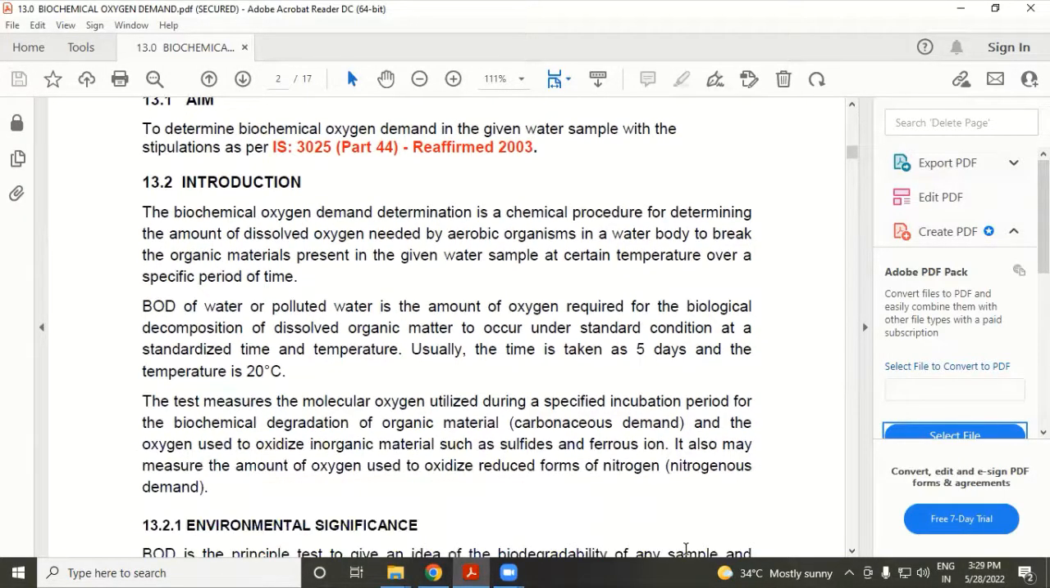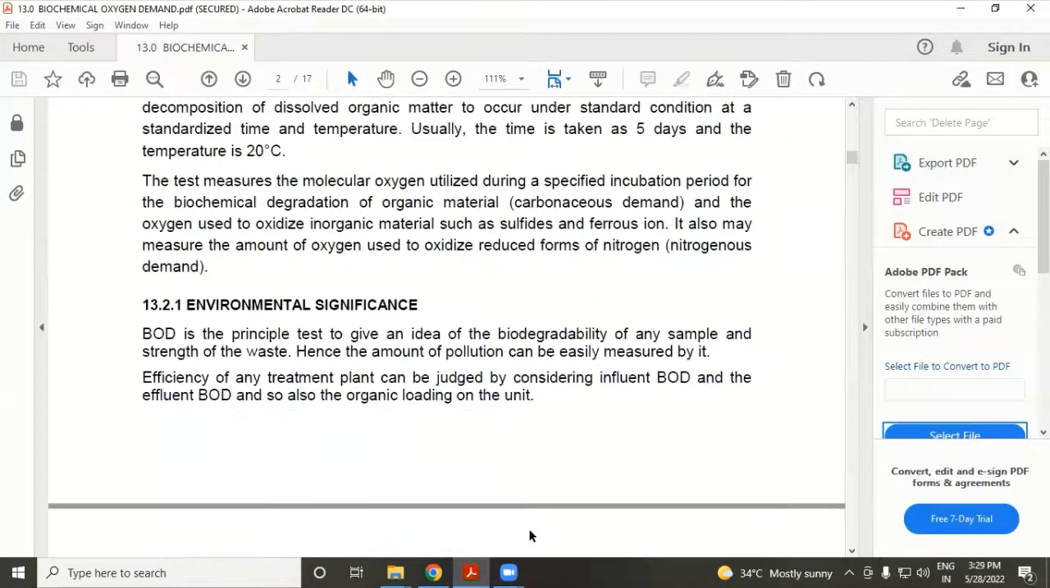Introduction: biological oxygen demand is a chemical procedure for determining the amount of dissolved oxygen needed by aerobic organisms in a water body to break down the organic material present in the given water at a certain temperature over a specified period of time. So BOD of water or polluted water is the amount of oxygen required for the biological decomposition of dissolved organic matter under standard conditions at a standardized time and temperature. Usually the time is taken as 5 days and the temperature 20 degrees Celsius.